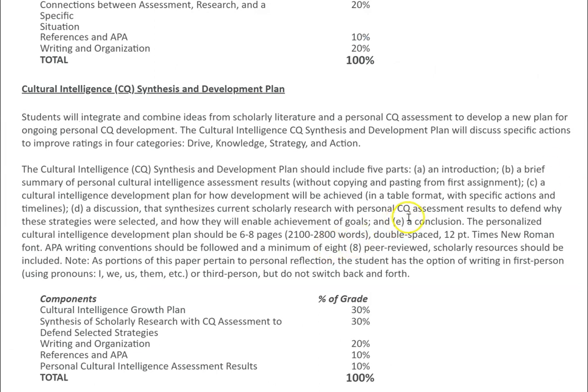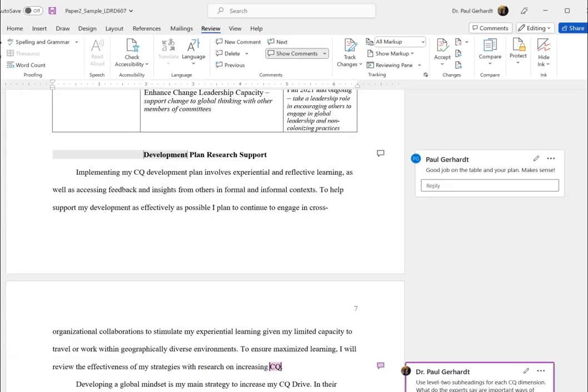So let's look at this. This section D: synthesize the current scholarly literature with personal assessment results, defend why these strategies were selected, and how they will enable achievement of goals. So let's see how well the author of this paper did that.